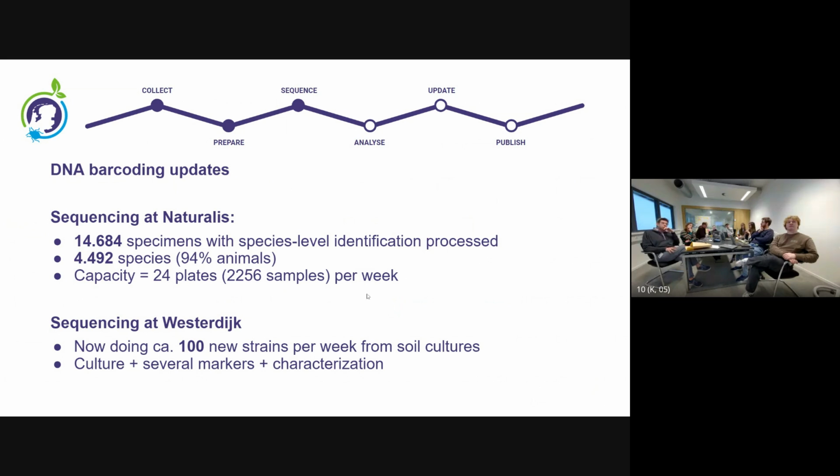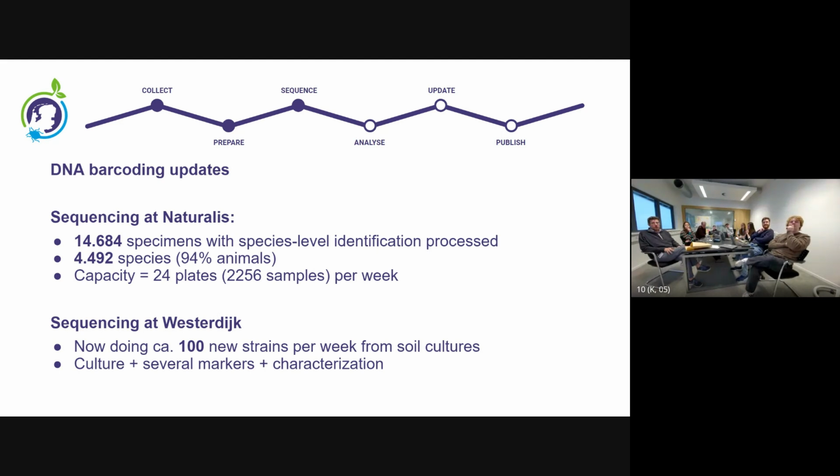So at any stage in this processing now at Naturalis, there is more than 14,000 specimens with species level identification. And so that's actually things that are on a Dutch species list and not just Insecta spec. And there are about 4,500 different species. I have to say the majority is still animals. So we need to get some more plants and fungi into the pipeline, but I think that it's a work in progress.